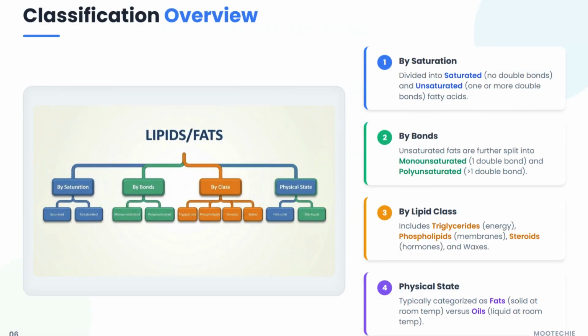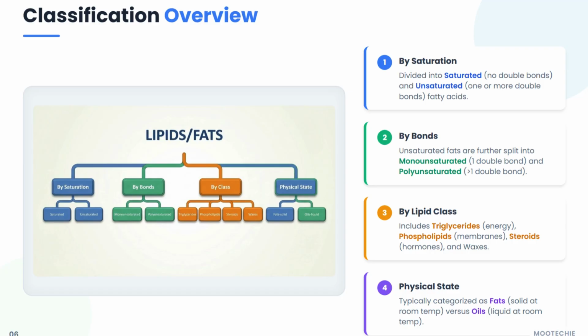Next, we explore a helpful classification overview for lipids. We can classify them in several ways. First, by saturation. This divides them into saturated fats, which have no double bonds in their chains, and unsaturated fats, which have one or more double bonds. Second, by bonds within the unsaturated category. Unsaturated fats are further split into monounsaturated, with one double bond, and polyunsaturated, with more than one.